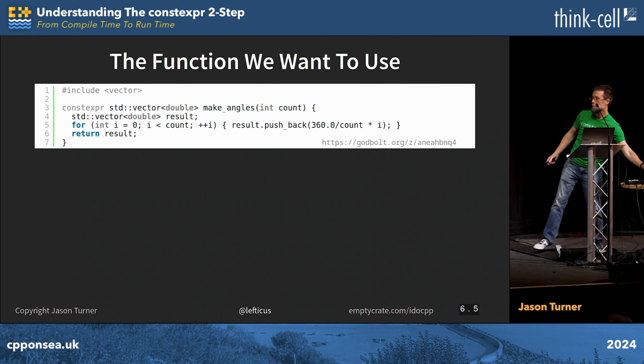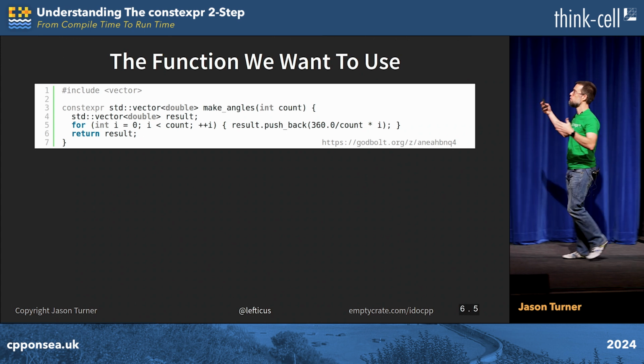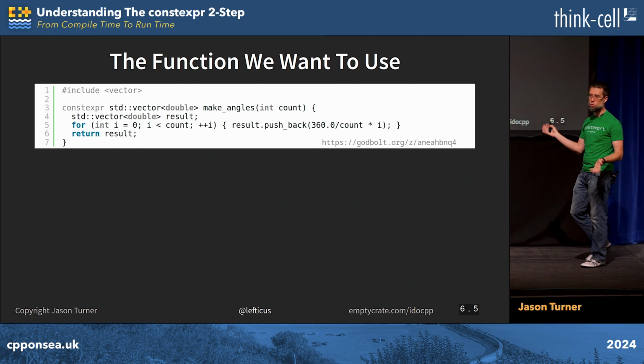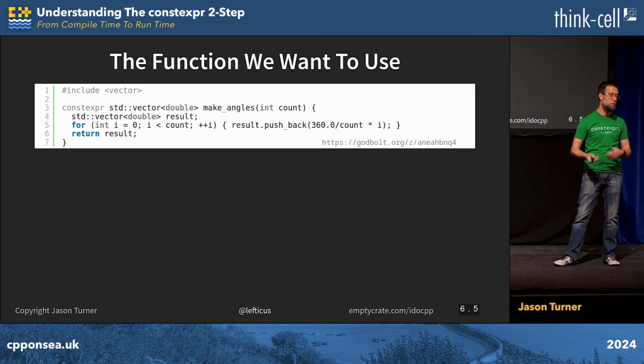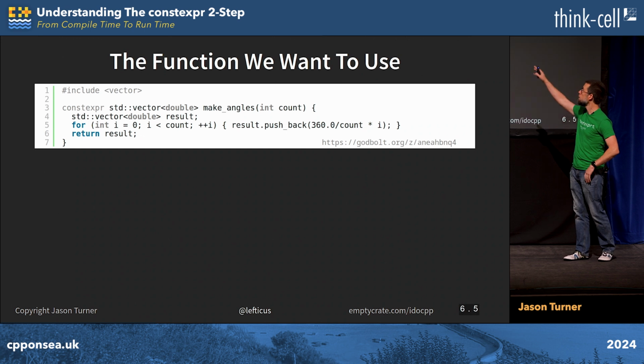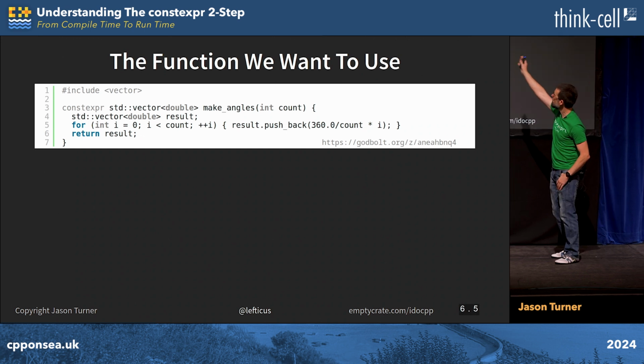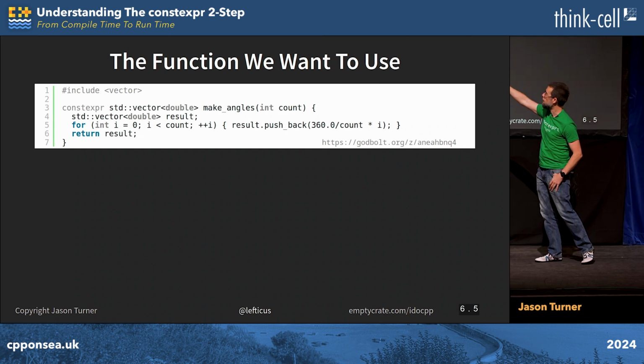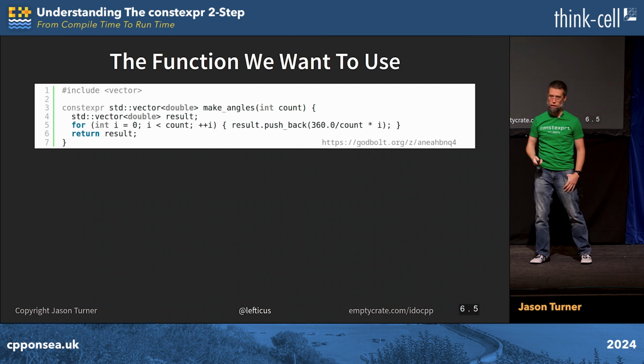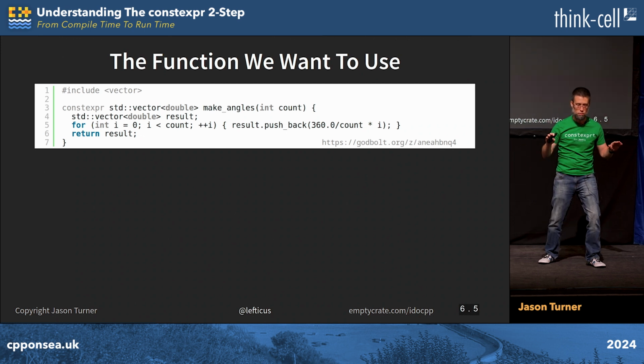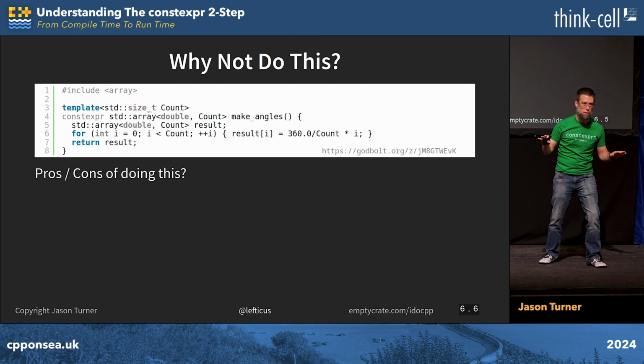I want to be able to create some sort of vector of angle divisions. You tell me how many angles you want 360 divided into, and then I create a vector, I push back however many you asked for, and I return the vector. Plausible example for something I might want to do at compile time?